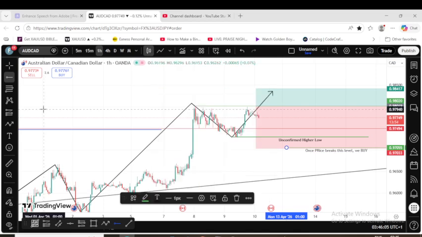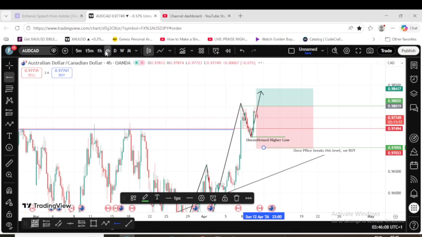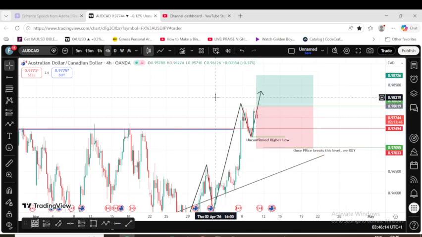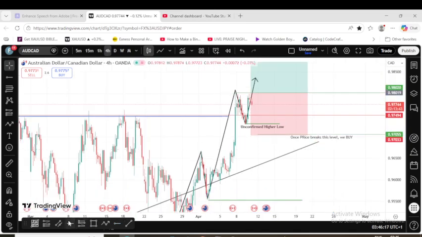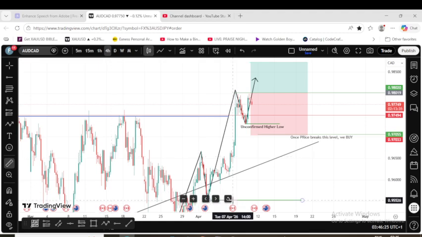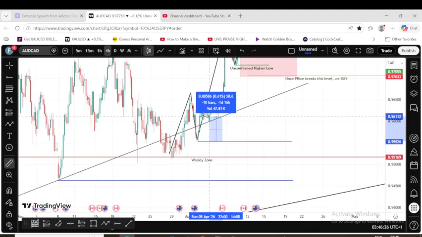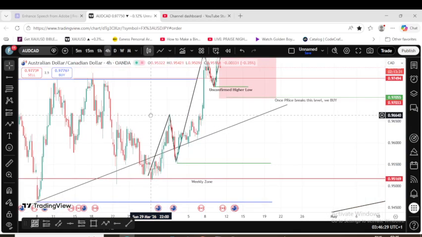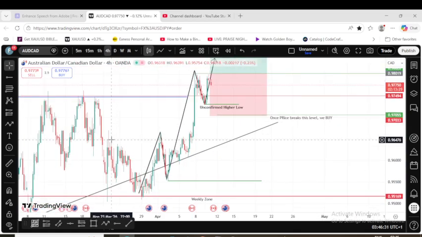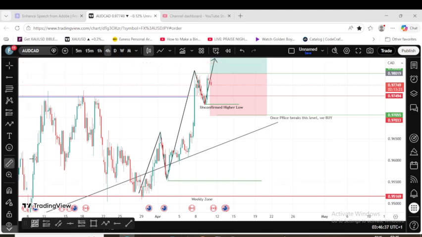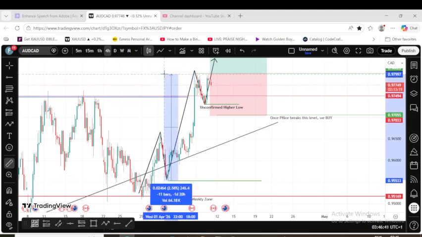Let's go back to the 4-hour time frame. So then how far should our expectation be? We should be able to expect, typically how I estimate my expectations, I measure the previous move from here to here. Where did that happen? I measure the previous move from here to here. So I have a total of about 264.